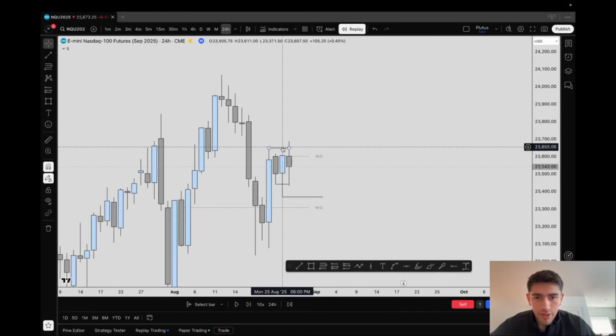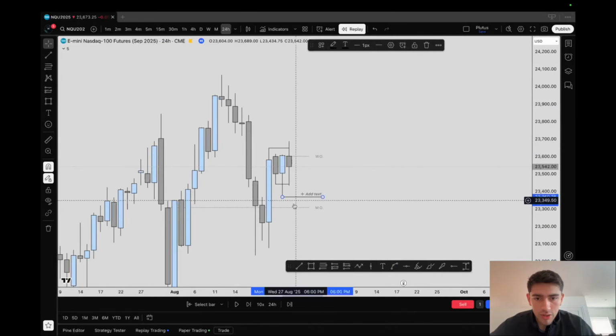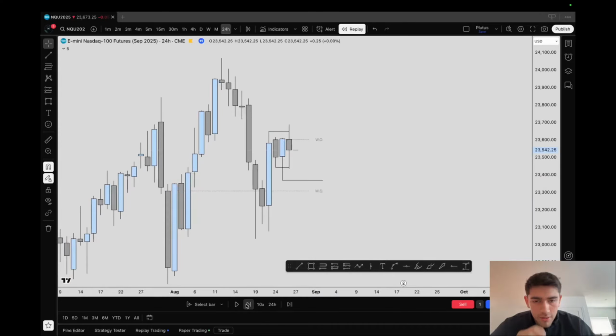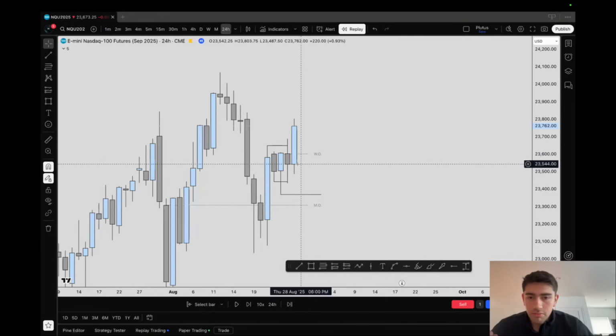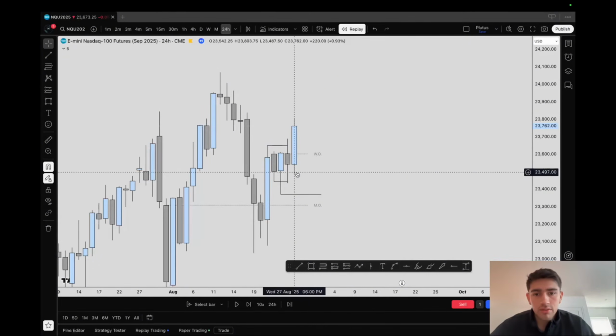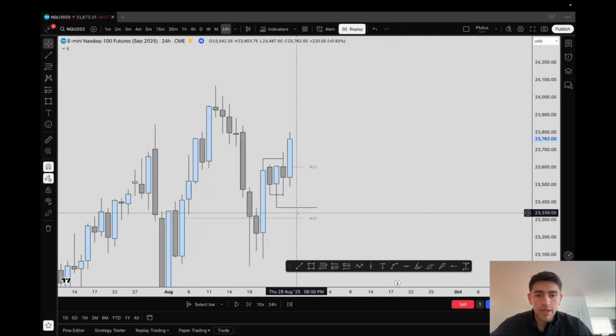Right here. We didn't close above these highs, so the next draw on liquidity is going to be lower. Nope. And there's your failure. So that's going to be a day where if you don't get confirmation, it fails there, right? So again, we go higher.